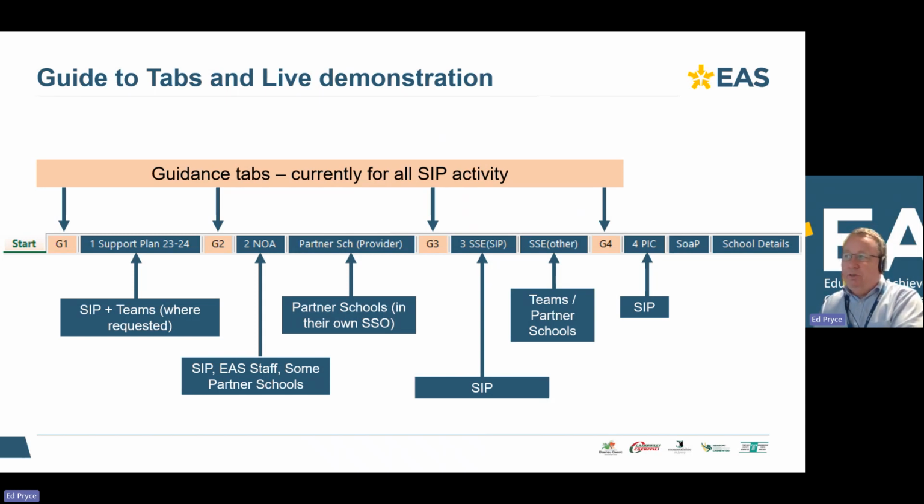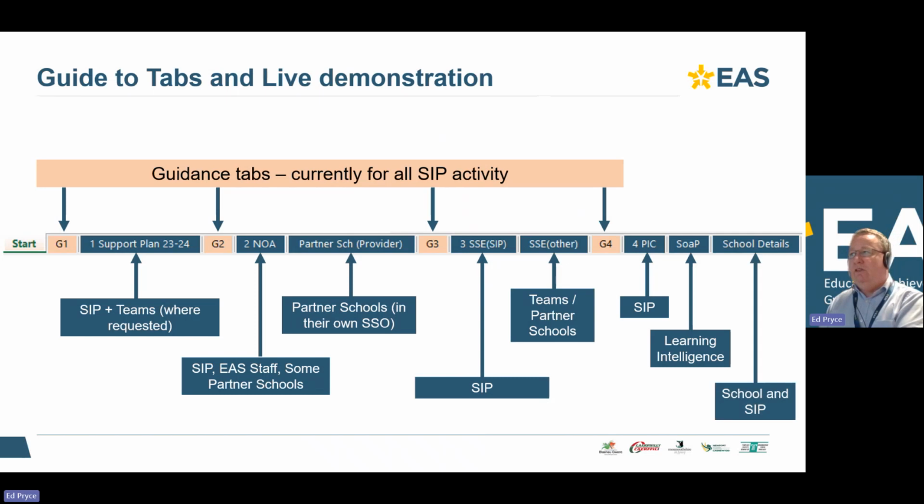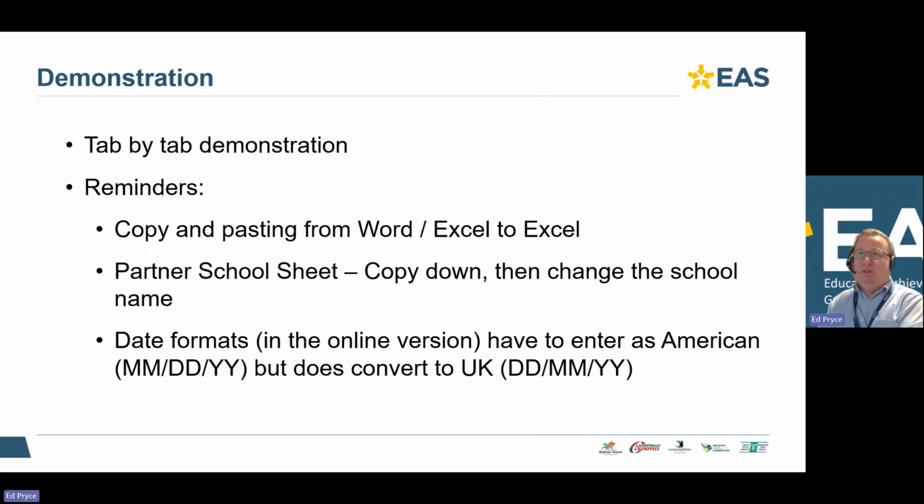You then have two tabs which are for information, not requiring SIP or partner schools to complete, but Learning Intelligence will run systems to populate a range of information into the school on a page, and the school details tab as well, where we ask the SIP to work with the head to collect key leadership role information so we know who's who in schools, particularly for the funded posts.